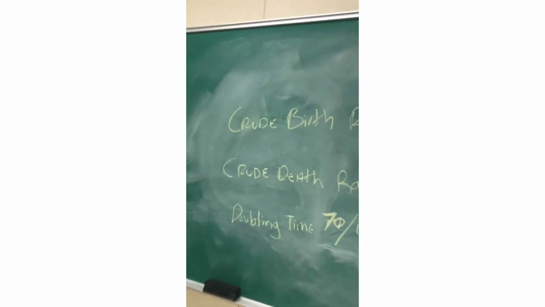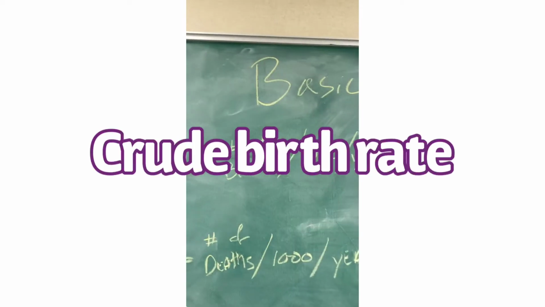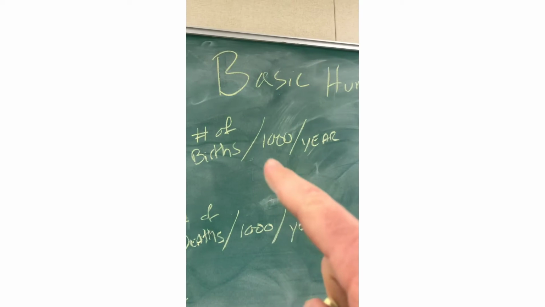So I'm going to have to erase this and do another time lapse. But what we've got here is basic human population vocabulary. So off the top, let's talk about a few things. Crude birth rate. That's number of births per 1,000 people per year.